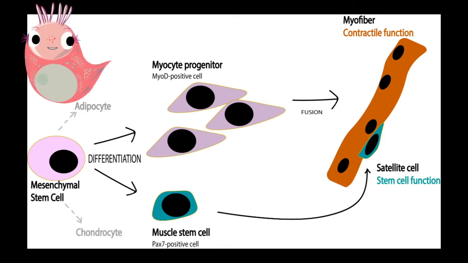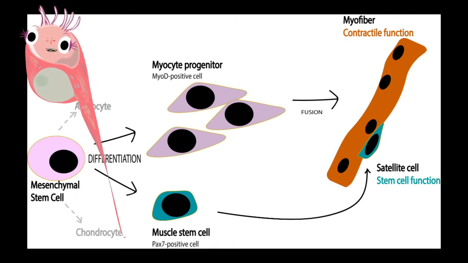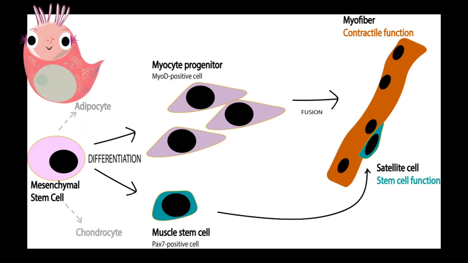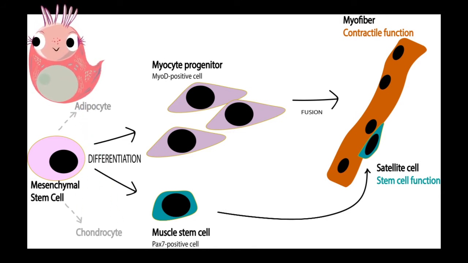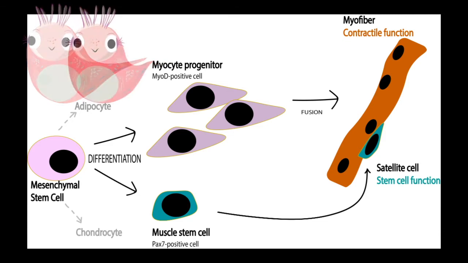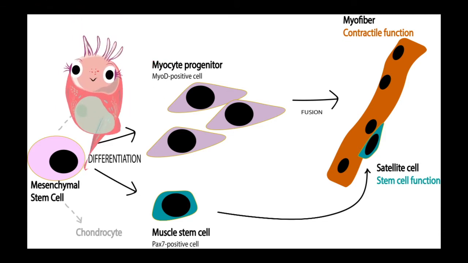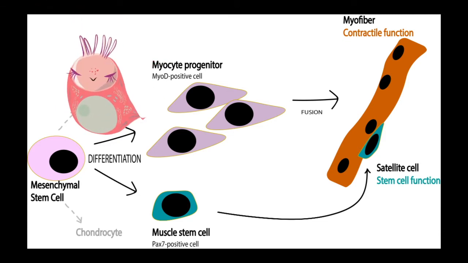So here we will start with the mesenchymal cell. It is in fact the progenitor cell for muscle cells, but not only for muscle cells. Mesenchymal cells are progenitors for fat cells or adipocytes, for cartilage cells or chondrocytes, and for muscle cells or myocytes. So the mesenchymal cell will divide and differentiate.